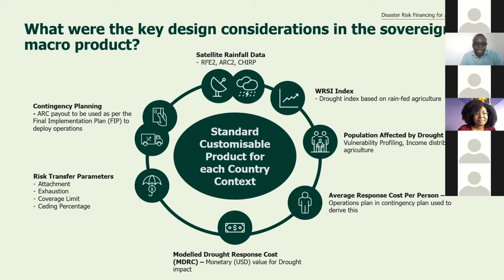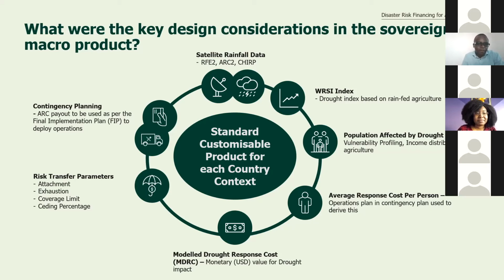We use satellite rainfall data to update the model on a decadal basis, so every 10 days. Through the water signature requirement, we are able to calculate the extent of the droughts in the various regions, and through vulnerability profiling and income reliance on agriculture, we're also able to estimate the number of people who are affected. This leads to us being able to calculate what we call the model drought response cost, which is the amount that the government has to set aside for drought response.